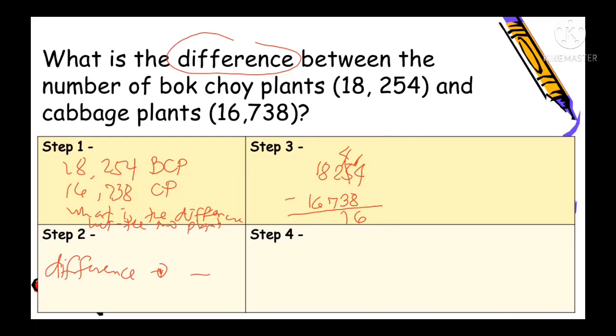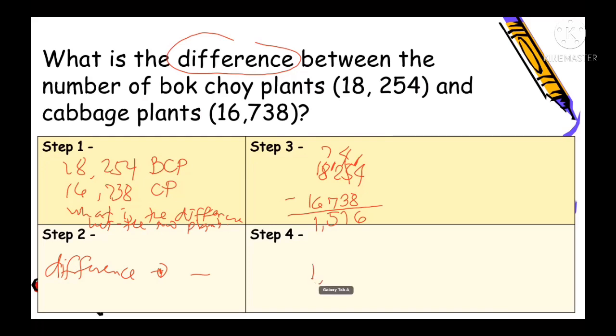Cannot. So I will put here a cancel sign, and then 8 will become 7, and 2 will become 12. So 12 minus 7 is, again, 12 minus 7 is 5. Good. 7 minus 6, 1. 1 minus 1, that is 0. So we have the answer, 1,516. So I will just copy it here.